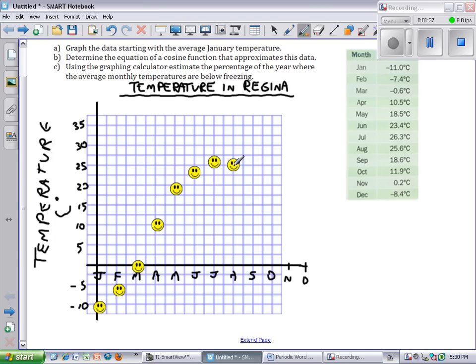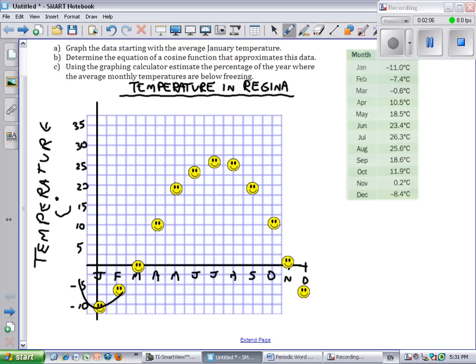September 18.6, October 11.9, November 0.2, and December -8.4. I've gone a little bit off the graph, but that's okay. -8.4 would be about right here. So it looks sinusoidal. Let's connect this with a smooth curve.